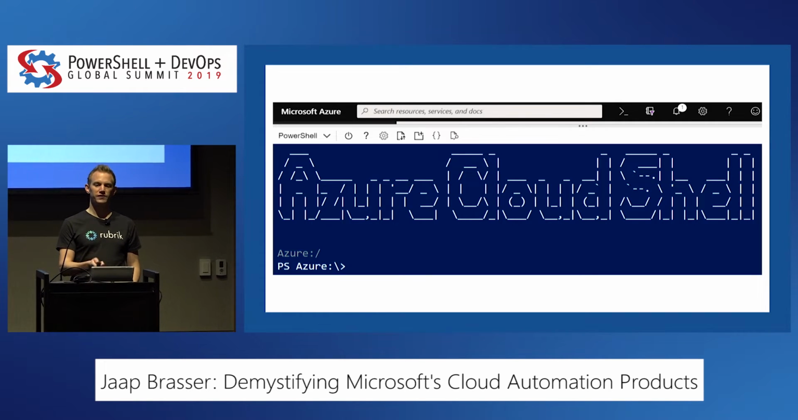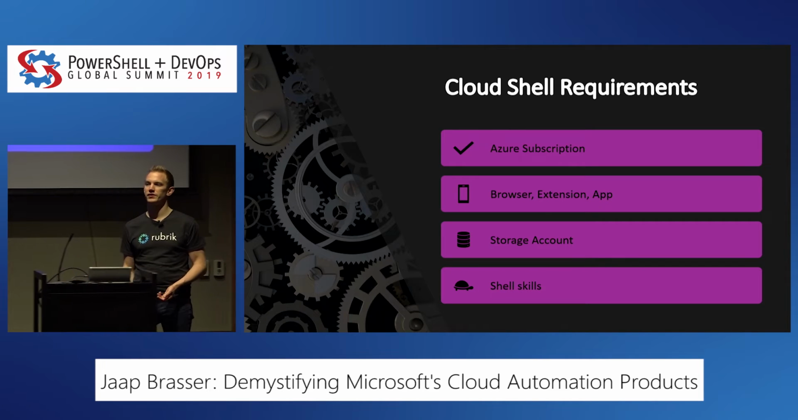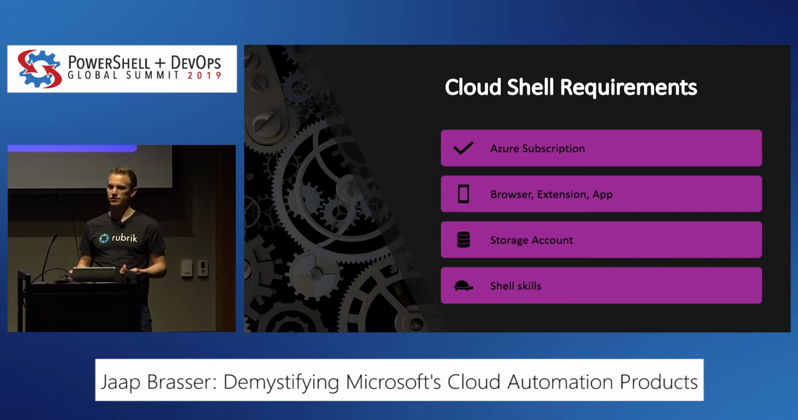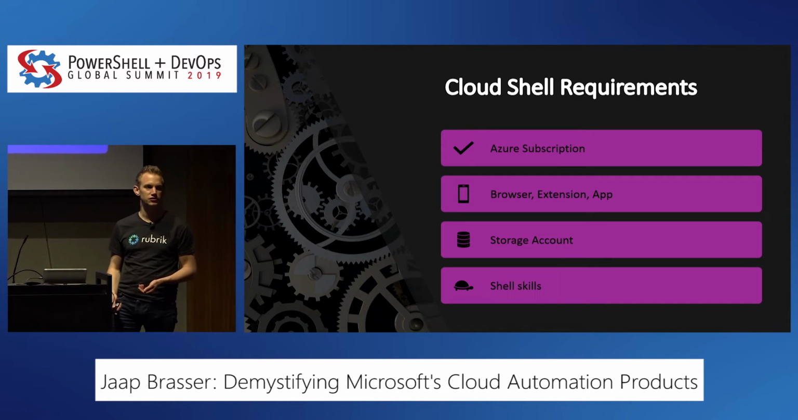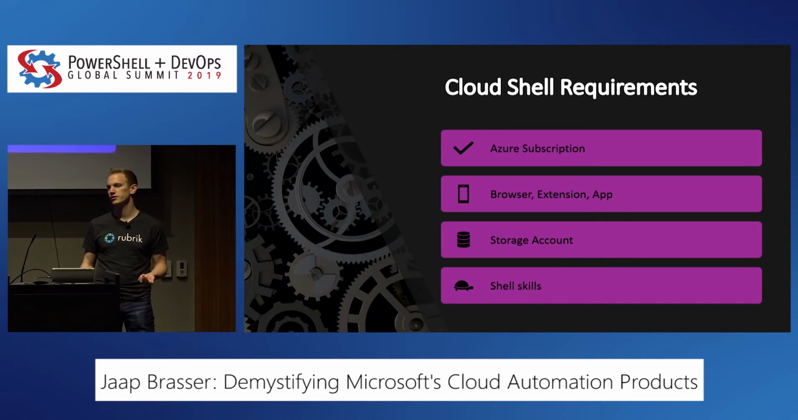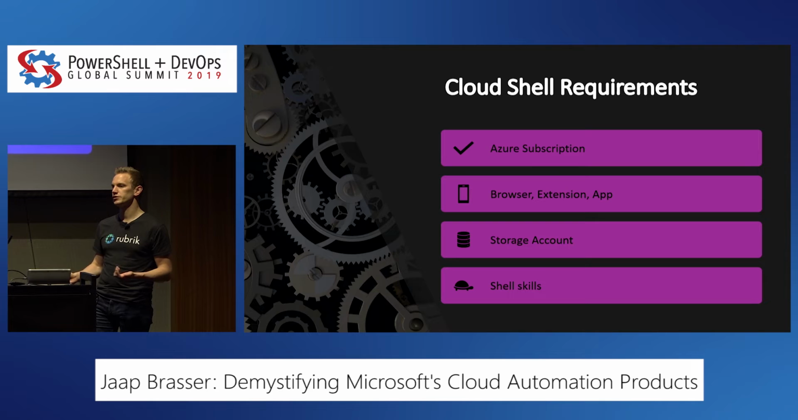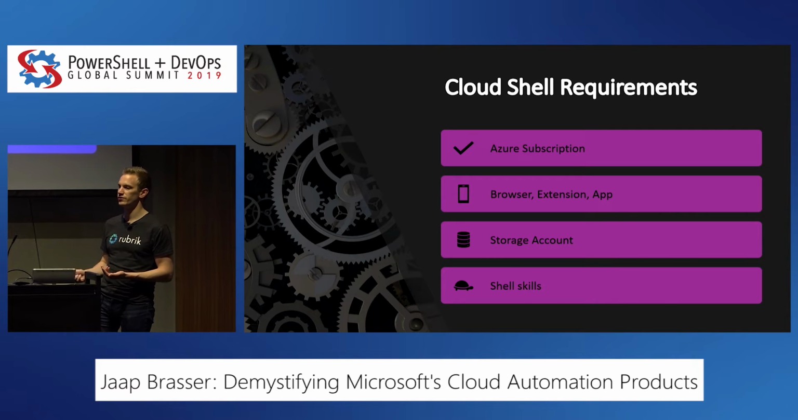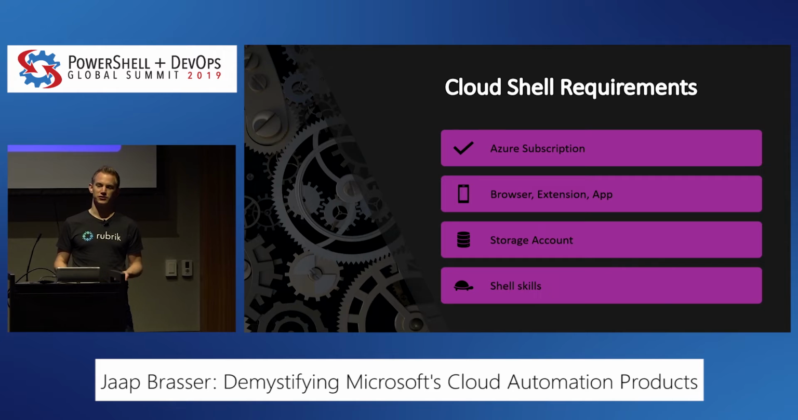So what kind of technology do we need if we want to get started with Cloud Shell? Well, obviously you need an Azure subscription. You need to be able to connect to Cloud Shell. There are a couple of ways you can do this. You can just do it from the browser, either using portal.azure.com or shell.azure.com. You need to be able to create a storage account. If you have a non-administrative Azure account, the permission you need is to be able to create a new storage account, or otherwise your admin should create it for you. And you need to use the shell skills.